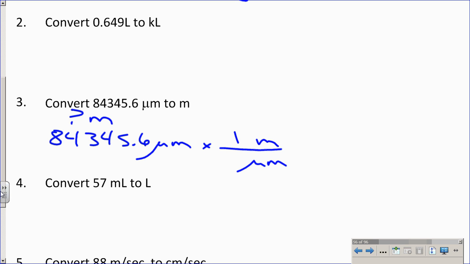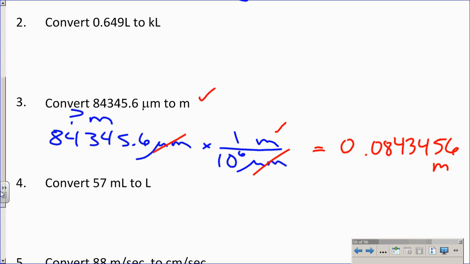1 meter is equal to 10 to the 6th micrometers. I have to make sure I don't look at the milli because people always look at milli for micro. And I'm lazy. I'm not going to write 1 with 6 zeros. I'm going to write 10 to the 6th because I can put that in my calculator pretty easy too. So when I convert, and the only reason I'm converting now is because micrometers and micrometers cancel, I get meters, which I wanted. Great. So 84,345.6 divided by 10 to the 6th. That's going to be, if you put in your calculator, 0.0843456 meters.